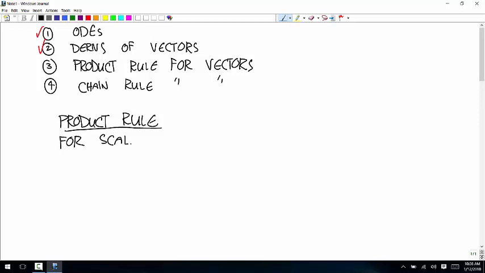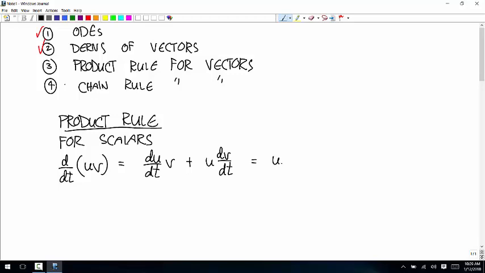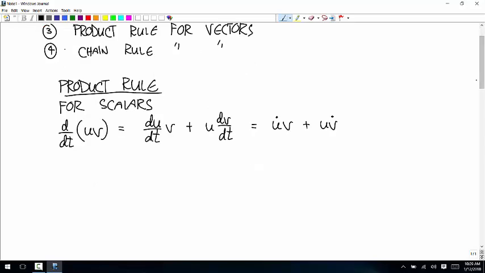For scalars, let's say we're taking the derivative of scalar u times the scalar v. That's du dt times v plus u times dv dt. Or you can write that as u dot v plus u v dot. And the basic idea is going to be the same for vectors. Just remember that there are two ways to multiply vectors.